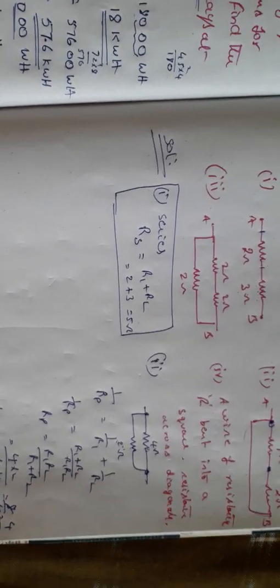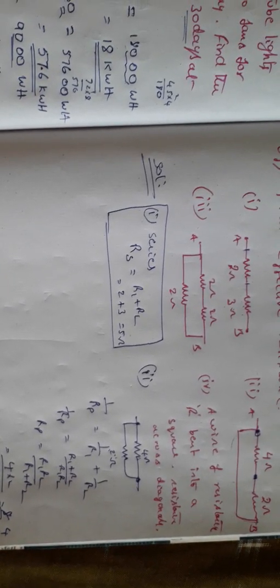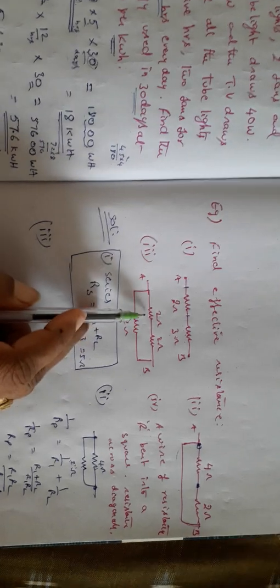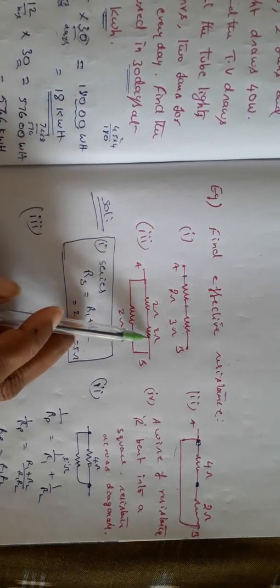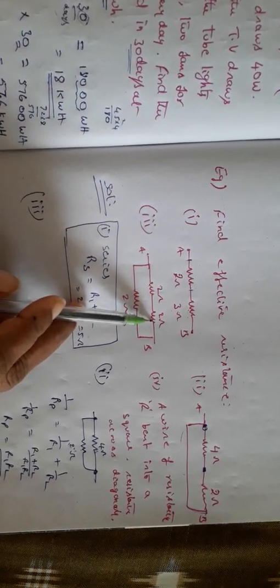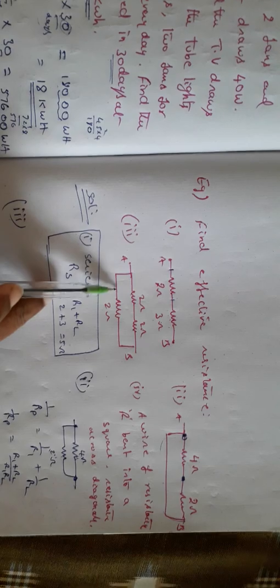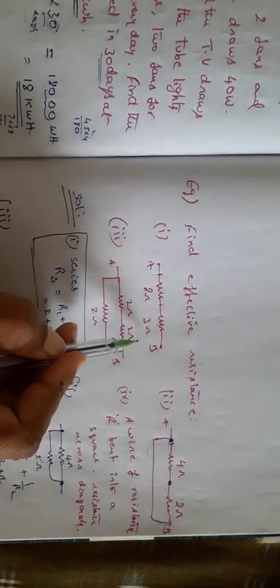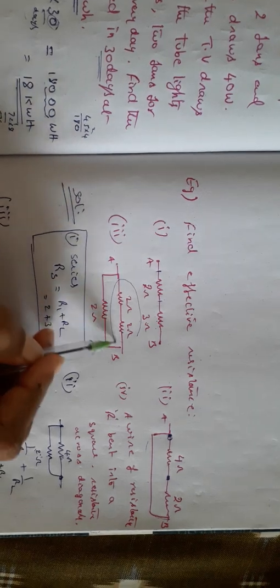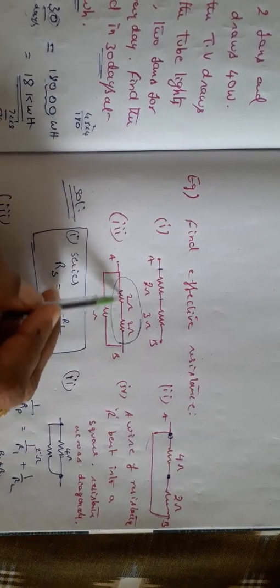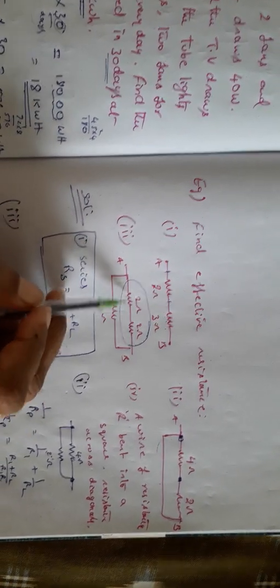Now the third one. So when you look at the third one, how is it? Two resistors are in series. Very good. And there is one resistor which is in parallel to these both. Is it not? It is commonly connected across these two resistors. So what we have to do is, first you have to find out the effective resistance of these two. How are these two? In series.